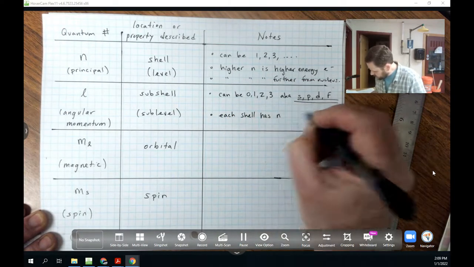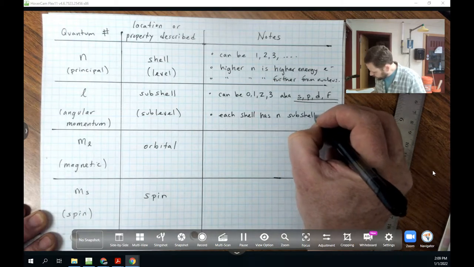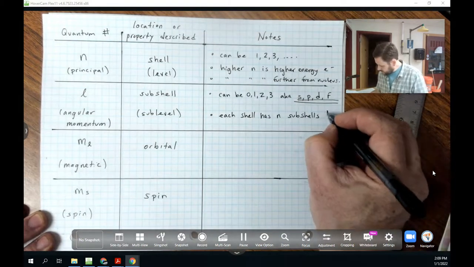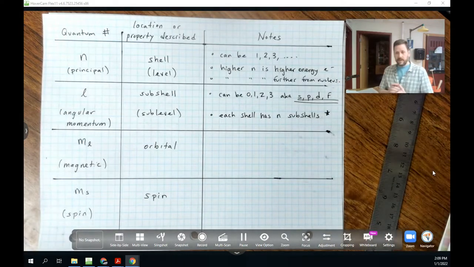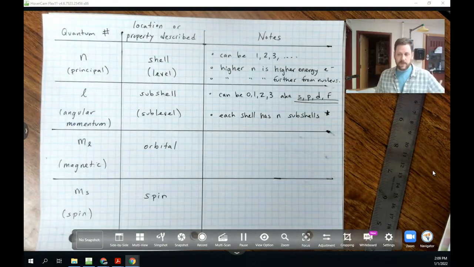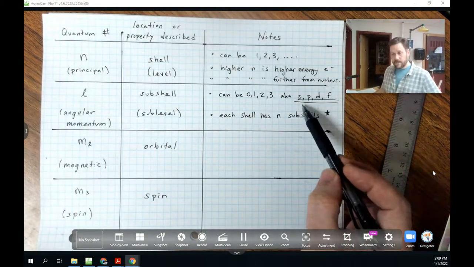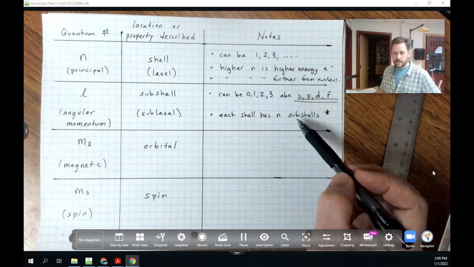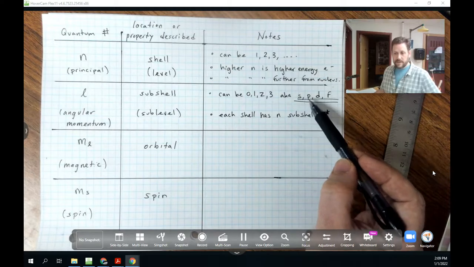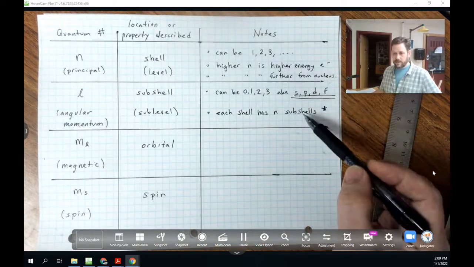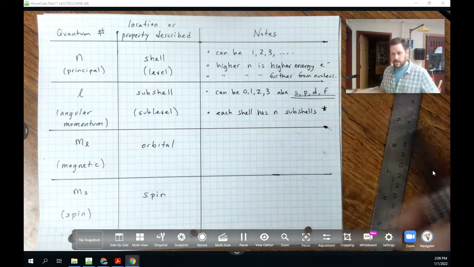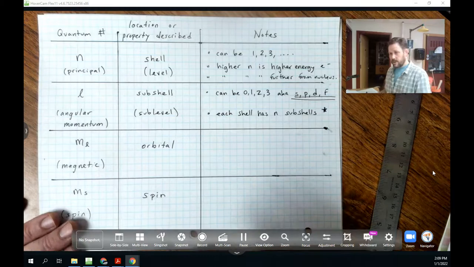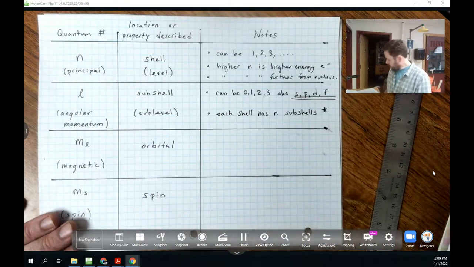The other statement that we want to add here is that each shell has n subshells. And I'm going to put an asterisk here because we're going to develop that idea a little bit later. Each shell has n subshells is referring to the fact that the first shell only has one subshell. It happens to be an s. The second shell, n equals 2, has two subshells, and they happen to be an s and a p. The third shell, n equals 3, has three subshells, an s, a p, and a d, and so on. And of course, the fourth shell has one of each, s, p, d, and f.